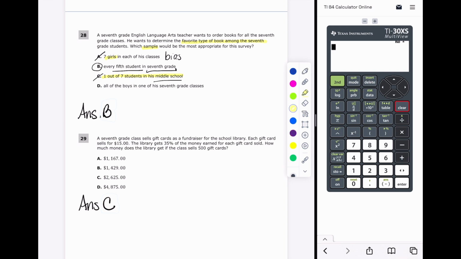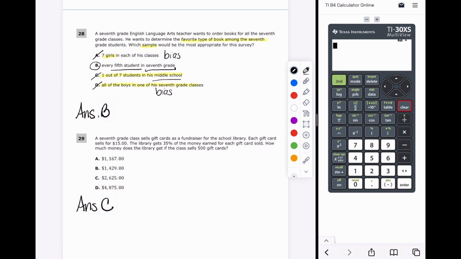And the next one is if he asked all the boys in one of the classes. And this one absolutely has bias towards the boys. So he's biased in favor of boys, biased against the girls, because you're not getting a true representation of the whole class. And that's what you're looking for in a sample. You want a true representation that's really random, where it eliminates bias, where you can just get a true survey without any of your own biases in there.